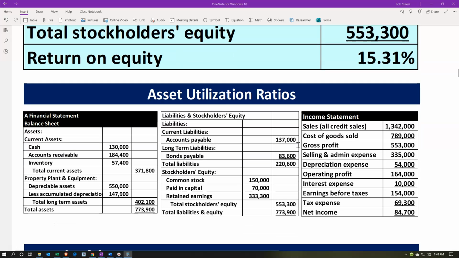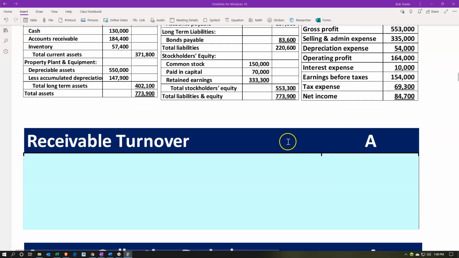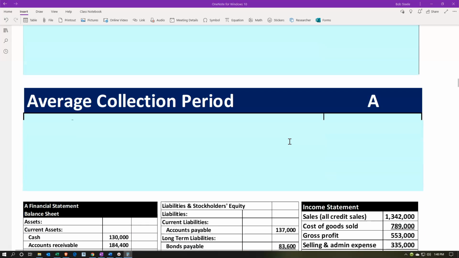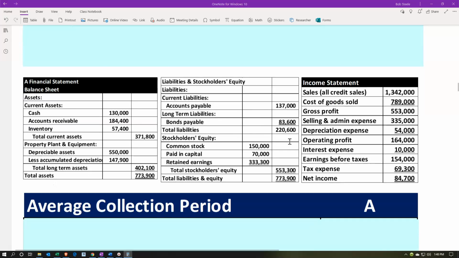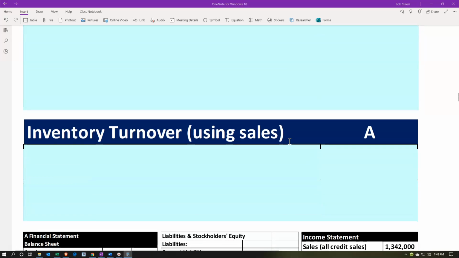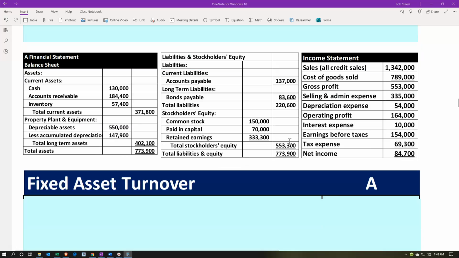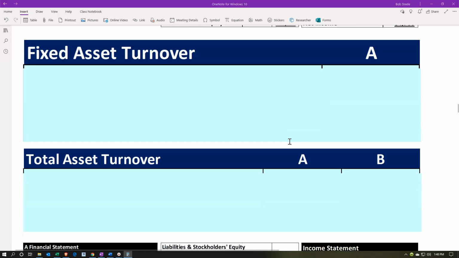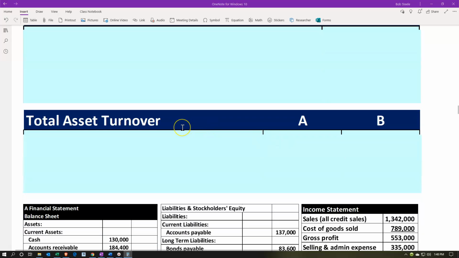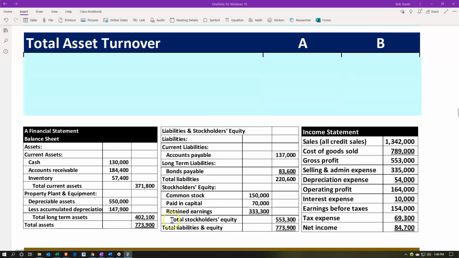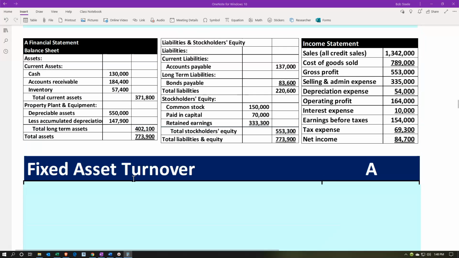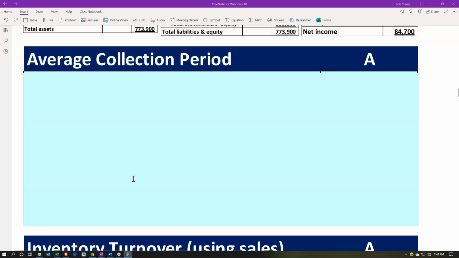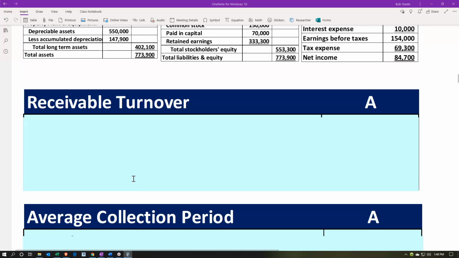Now we'll take a look at the asset utilization ratios. This will basically be our turnover ratios, like the receivable turnover. Then we'll calculate the average collection period, the days receivable outstanding. We'll do that 2 different ways. Inventory turnover using sales, fixed asset turnover, total asset turnover, this being kind of like the overarching turnover, being, of course, related to total assets. And then we saw some of the asset turnovers within them, including fixed asset turnover, inventory turnover, and the accounts receivable turnover.